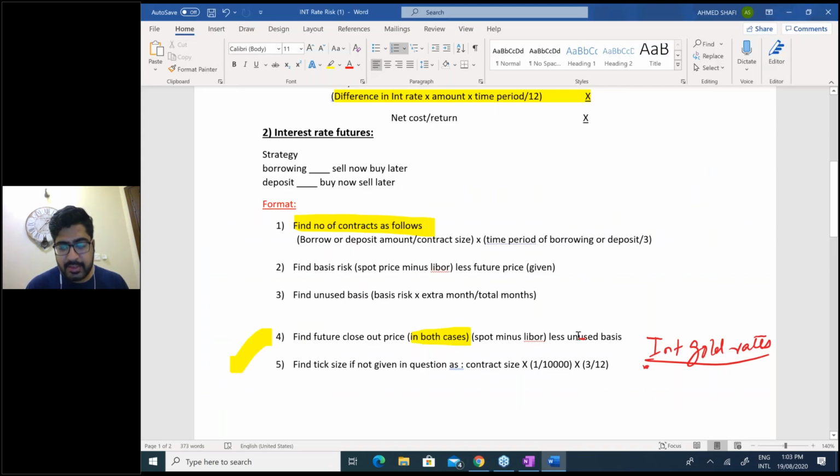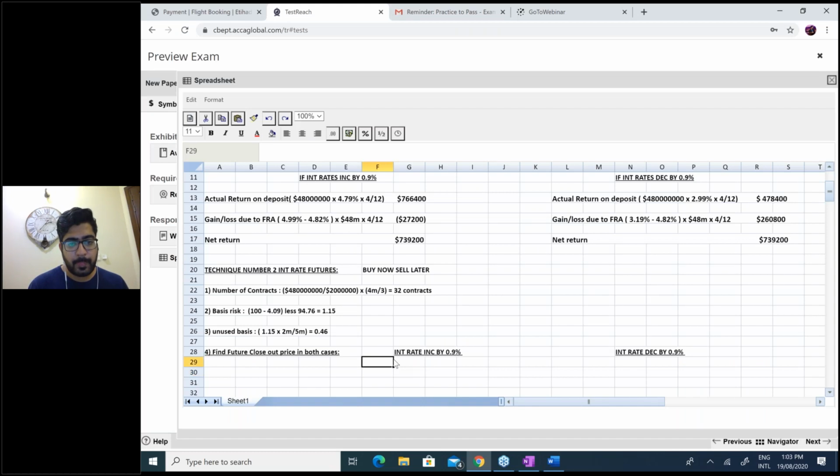It's spot minus LIBOR less unused basis. What is the spot? $100 always, minus LIBOR. LIBOR is the interbank rate. What is the interbank rate? 4.09. But here it's the case of increase by 0.9. Spot 100 minus LIBOR, 4.09, but you are dealing with the case where it increases by 0.9. So it becomes 4.99.